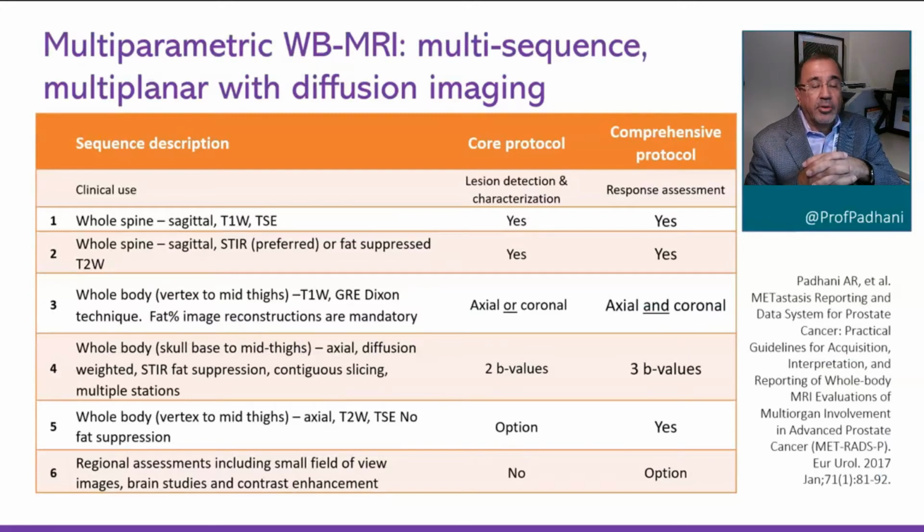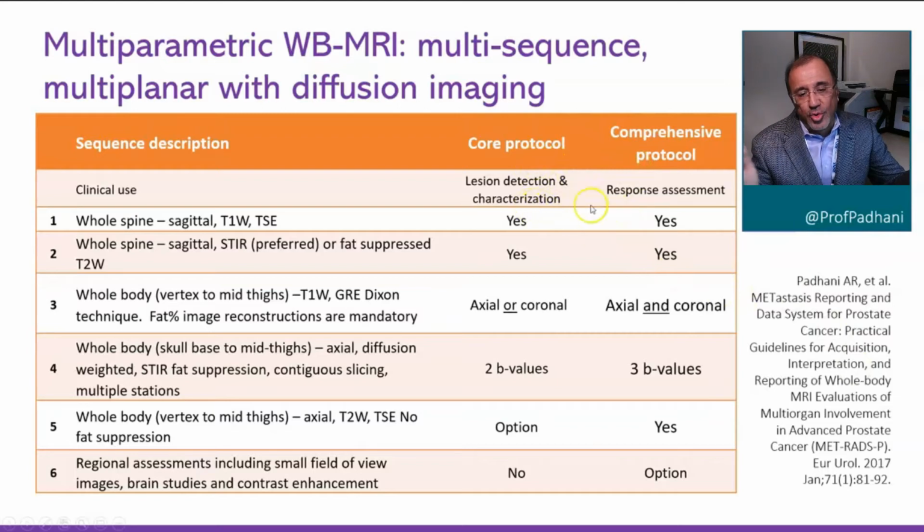So multiparametric whole body MRI is a multi-sequence, multiplanar MRI with diffusion imaging, and the MET-RADS guidelines on the right-hand side prescribe a core protocol and a comprehensive protocol to be used in the setting of advancing prostate cancer.